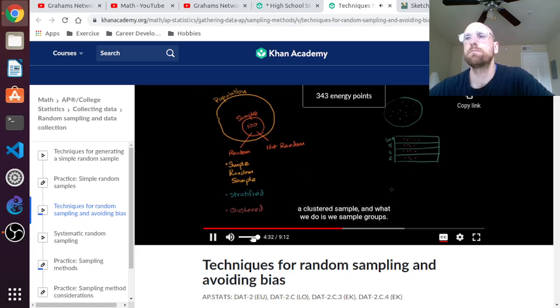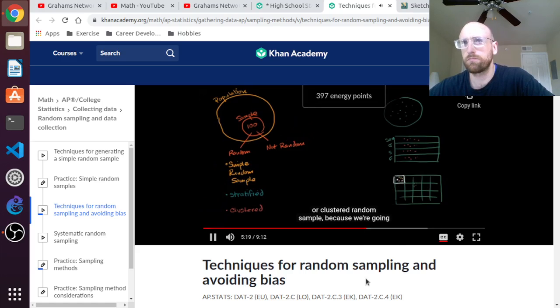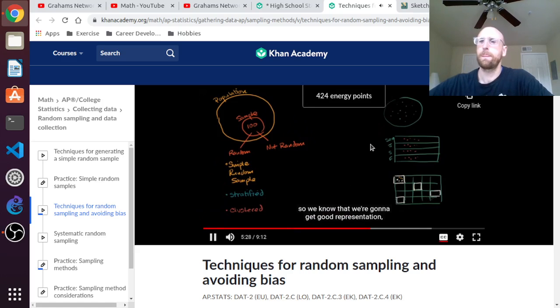And what we do is we sample groups. Each of those groups we feel confident has a good balance of male females. So for example, instead of sampling individuals from the entire population, let's just say that we can split our population into groups. Maybe these are classrooms. And each of these classrooms have an even distribution of males and females, or pretty close to even distribution. And so what we do is we sample the actual classrooms. So that's why it's called a clustered random sample, because we're going to randomly sample our classrooms, each of which have a close or maybe an exact balance of males and females. So we know that we're going to get good representation, but we are still sampling.